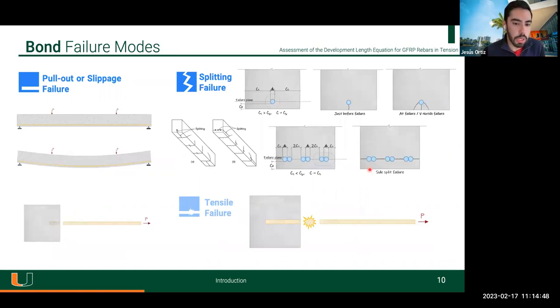So bond failure modes are not only characterized by pull-out or slippage failure, because beams in flexure could also have a bond failure that is named splitting failure. That depends on different parameters like the bottom side concrete cover, the distance between the longitudinal rebars, the compressive concrete strength, the embedded length, the rebar diameter, and the confinement because of the transverse reinforcement. So it's a more complex type of failure.